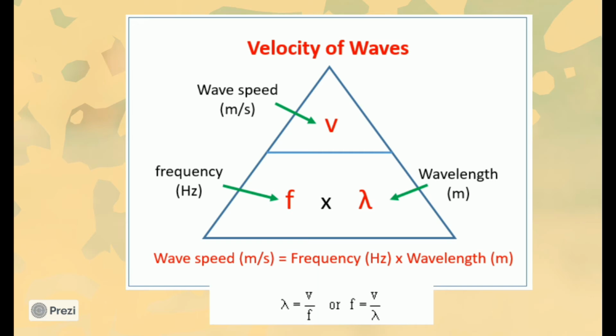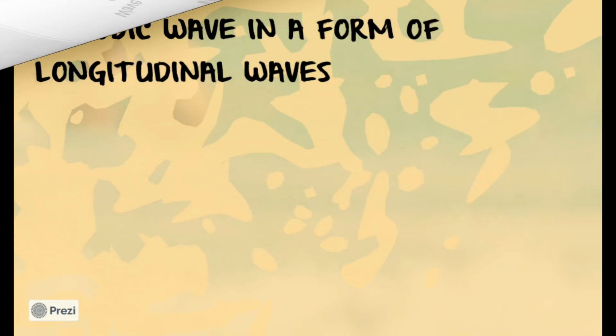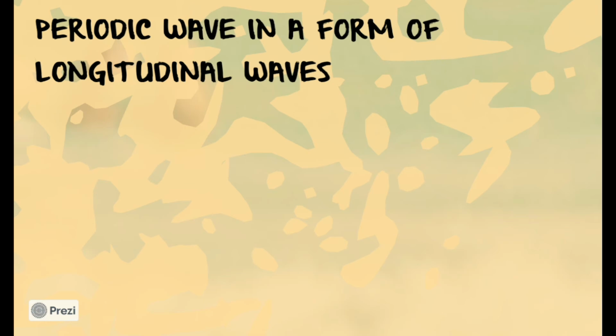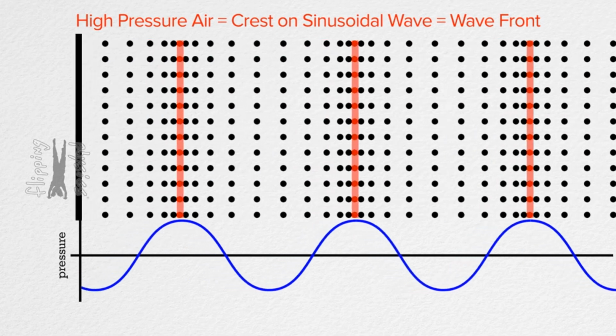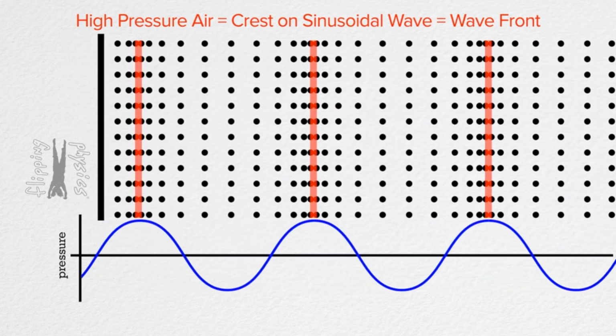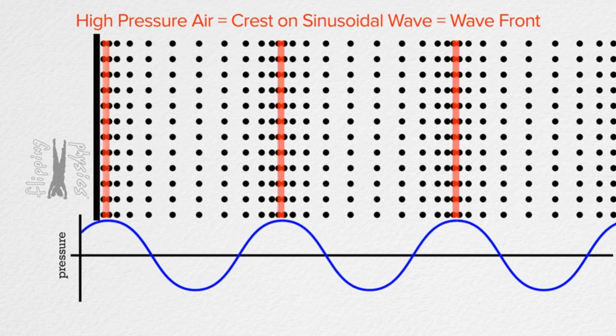Okay, you can easily manipulate the properties there to compute for wavelength and frequency. Wavelength equals wave speed over frequency, and frequency equals wave speed over wavelength. After the transverse wave, let us now proceed with the longitudinal wave as a form of periodic wave. The simple harmonic motion of a particle in a longitudinal wave is parallel to the direction of the wave propagation.